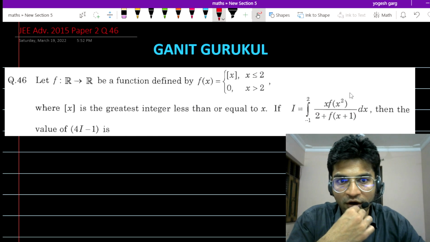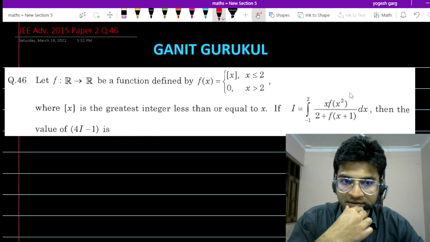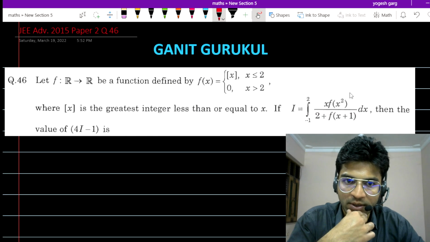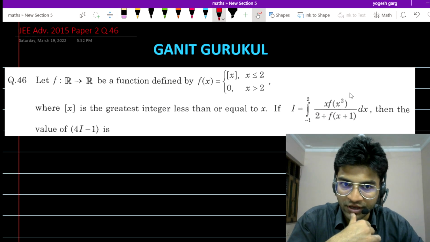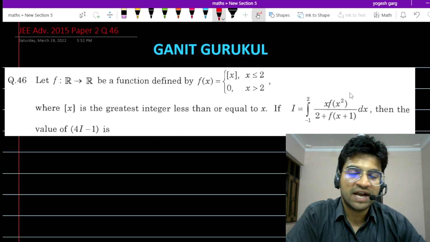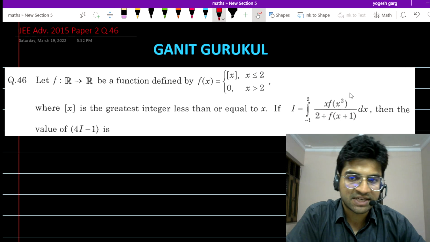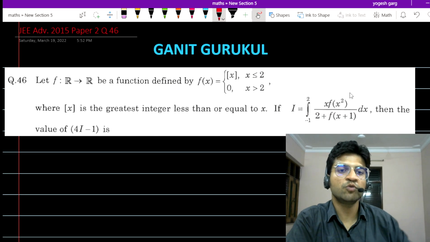Also, can we use the idea of a plus b minus x, that is 1 minus x over here, with limits 2 and minus 1? It's not feasible to that much extent. If you use this idea, a plus b minus x, it's not that feasible. So better is to break this expression into parts.